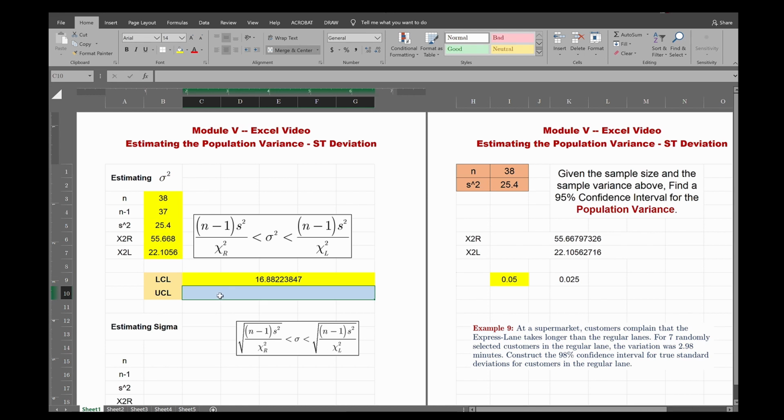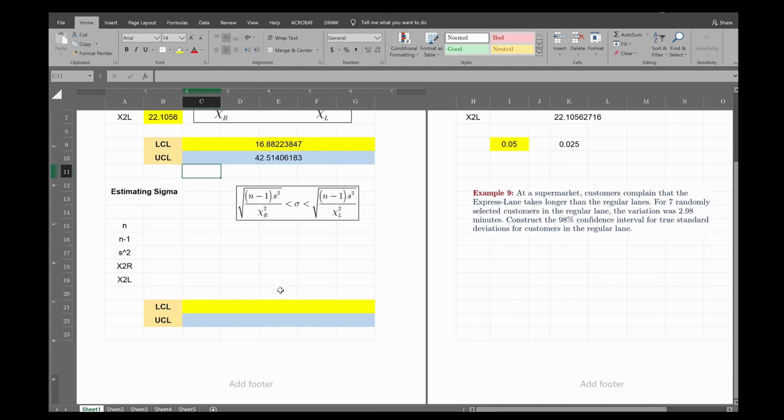The right-hand side of the upper confidence limit will be again n minus 1 times s squared, divide by chi-square left. So I divide by chi-square left. And there's my right-hand side of the upper confidence limit. So that's my confidence interval. My variance is somewhere between 17 and 43. All right, let's look at the next one.